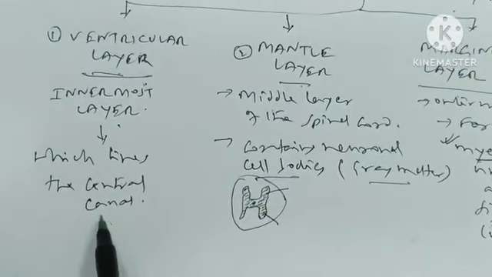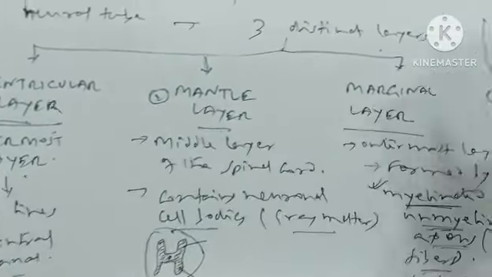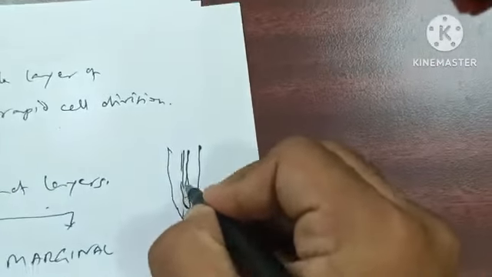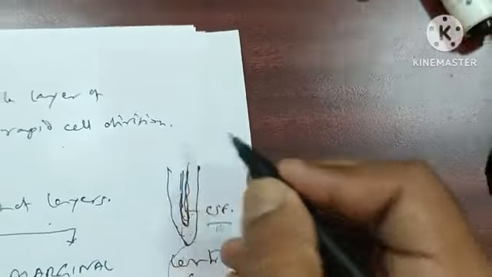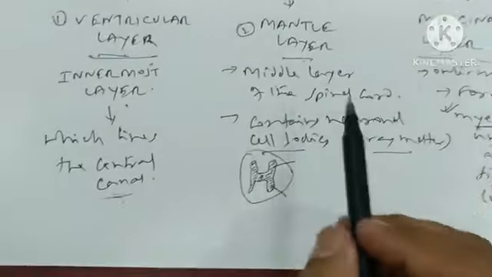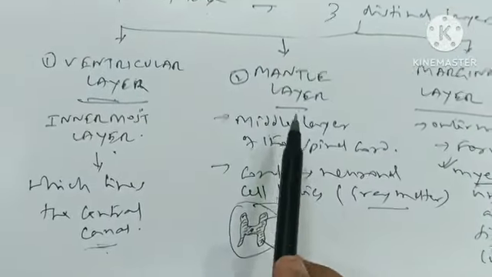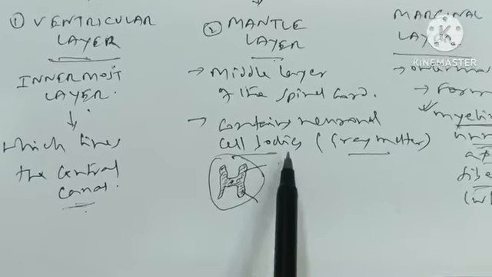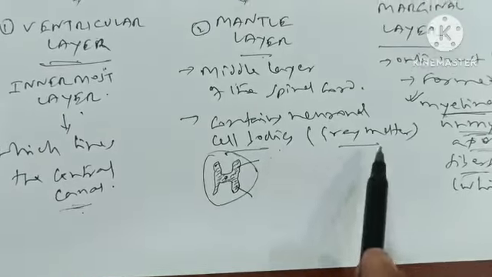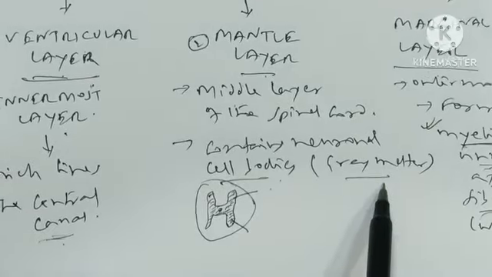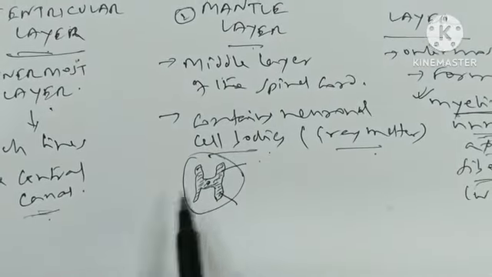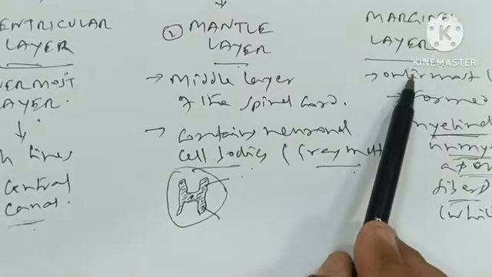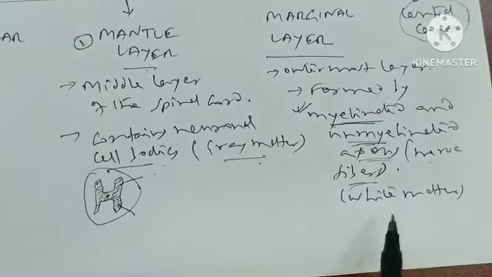So this central canal is lined by the ventricular layer. Clear? Next is the middle layer, which is the mantle layer. This mantle layer contains neuronal cell bodies. As it contains the neuronal cell bodies, it is considered grey matter, and its shape is like an H or a butterfly shape. Now the outermost layer is formed by white matter.